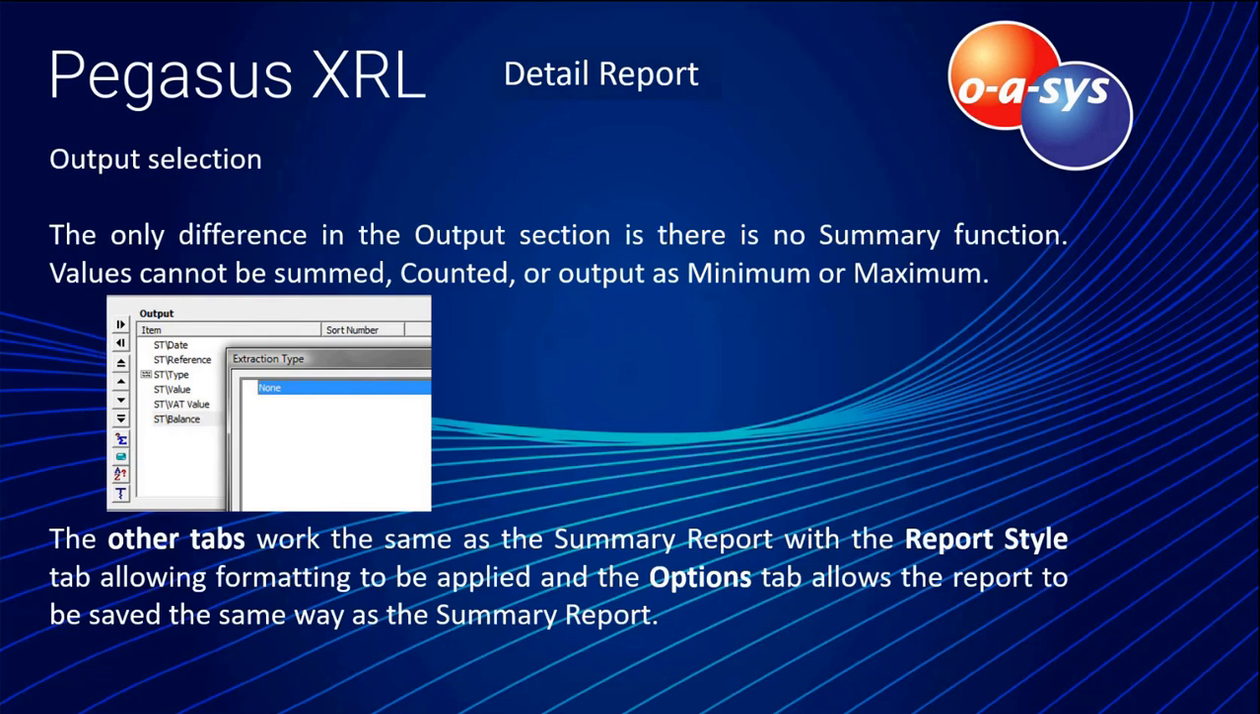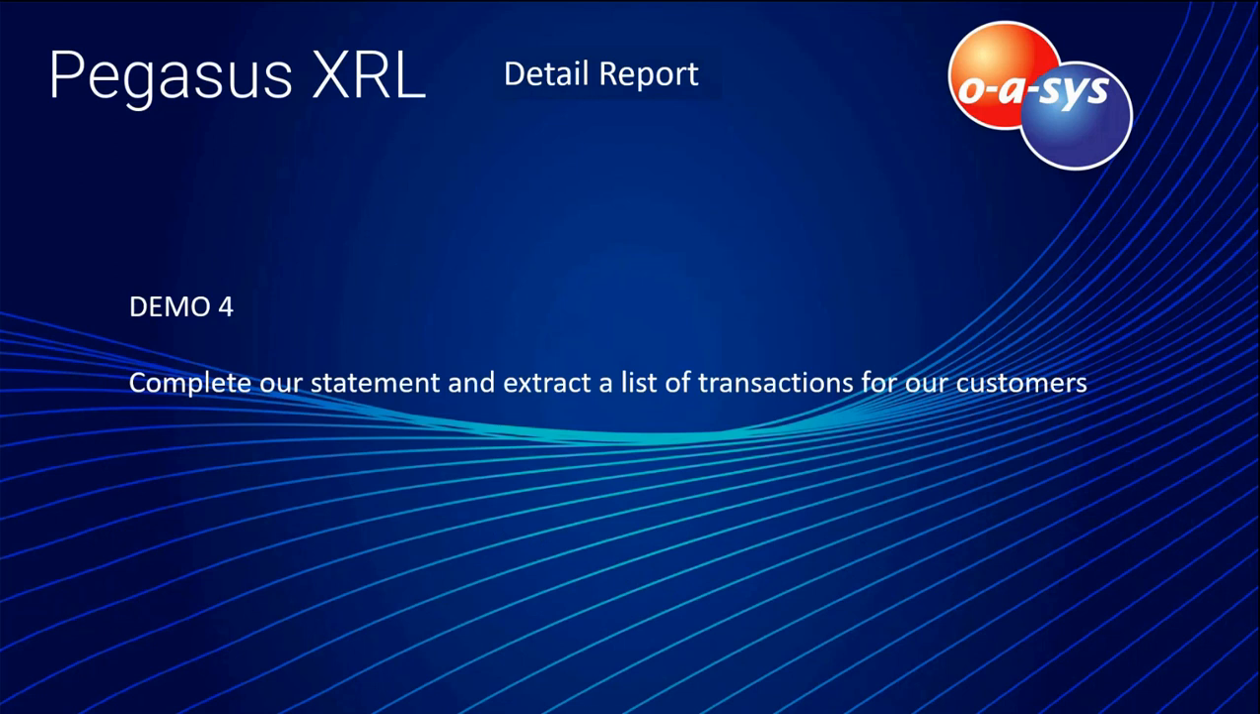The only difference in the output section is that there is no summary function, so values cannot be summed, counted, or output as minimum or maximum. It's because it brings out a line for each detail that I have. The other tabs work the same as the summary report, with the report style tab allowing formatting to be applied, and the options tab allowing the report to be saved in the same way as in the summary report.